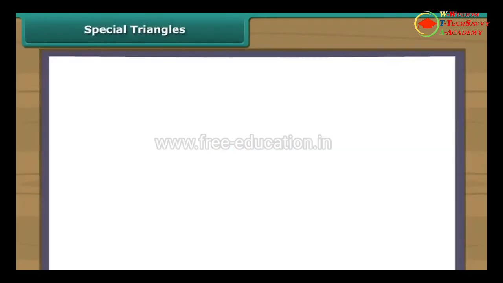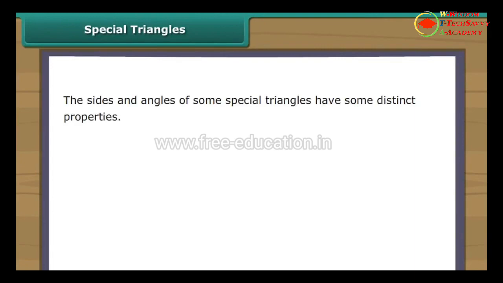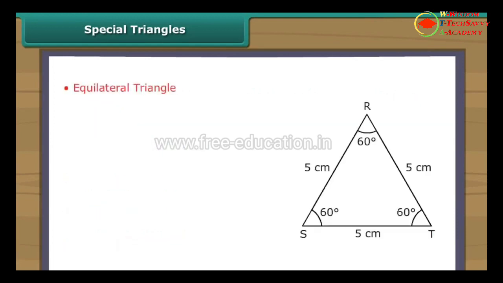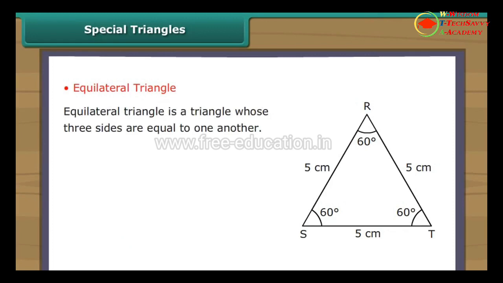Special triangles. The sides and angles of some special triangles have some distinct properties. These special triangles are equilateral triangle, isosceles triangle, right-angled triangle. Let us learn about them. Equilateral triangle. An equilateral triangle is a triangle whose three sides are equal to one another.